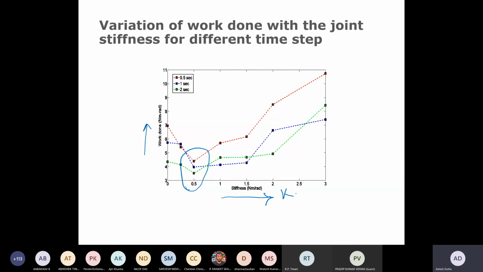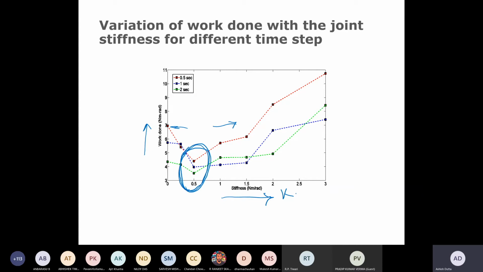Okay, so if you put a stiffness which is higher than this, on this side or this side, what we find is that the work requirement goes up. So there is some kind of an optimal spring stiffness that is required to get minimum energy. Now, where is the problem with this?